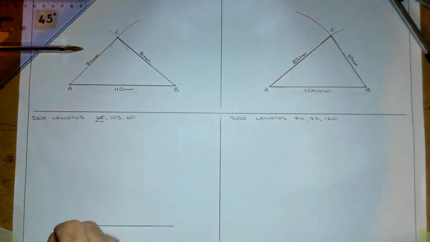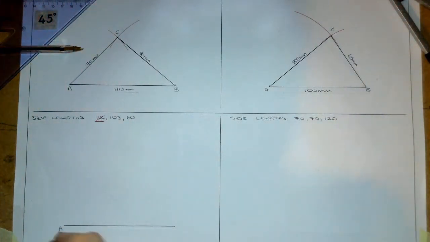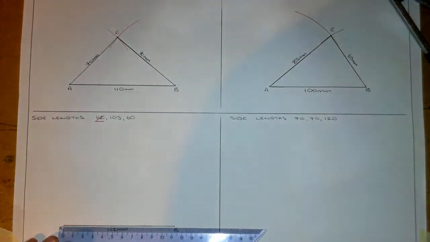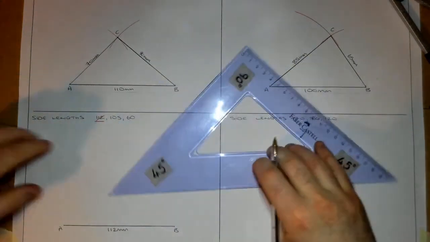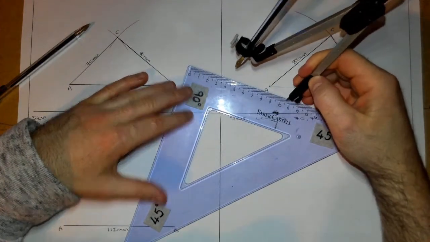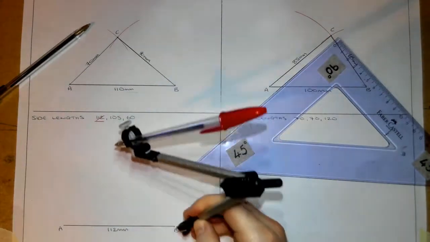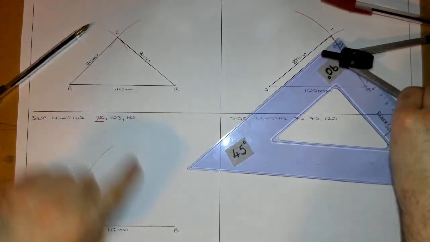I'm just going to check that because I am measuring off my T square. So that's AB, 112. Yep, happy with that. And now I have 105 to set on my compass. So as you can see there, just 105 on the compass. This time I'm going to do it from B. So from B, swing an arc that is 105 millimeters away from B.